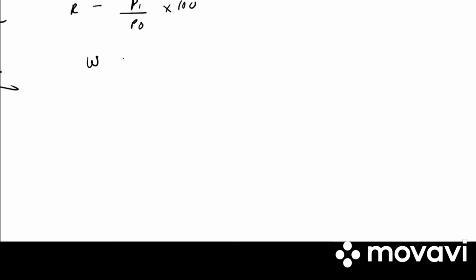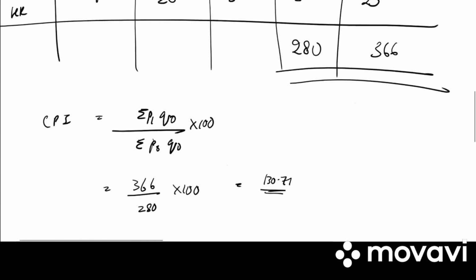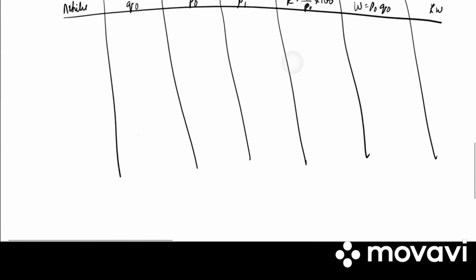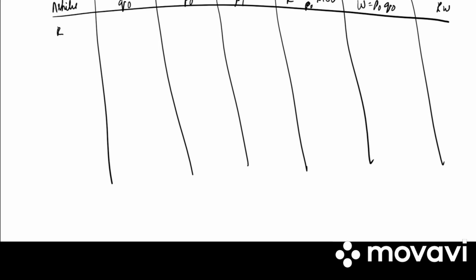So in the formula you can also write W is equal to P0 Q0. Clear? Rice, wheat, pulses, ghee, oil, clothing, firewood, house rent.